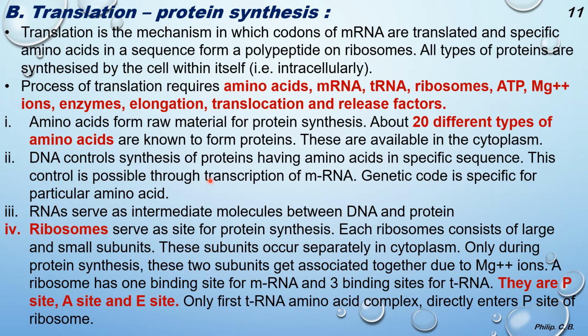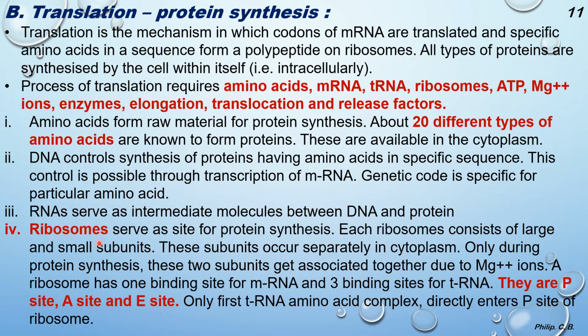Further, DNA controls synthesis of proteins having amino acids in a specific sequence. This control is possible through transcription of mRNA. The genetic code is specific for a particular amino acid. RNA serves as an intermediate molecule between DNA and protein. So two things to learn here. In the second point, DNA controls protein synthesis where amino acids have a specific sequence. Clear? Further, the RNA serves as an intermediate between the DNA and the protein. As we saw in the central dogma, from the DNA to protein synthesis, the RNA is the intermediate helping in formation of the protein. This takes place from the nucleus, then the mRNA by transcription, and further from mRNA to the polypeptide chains in the cytoplasm of the cell.